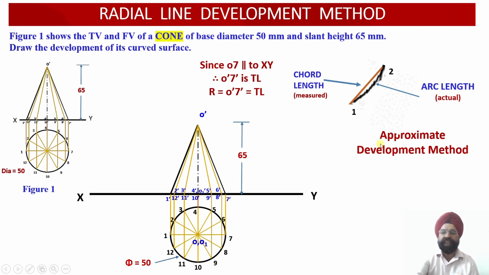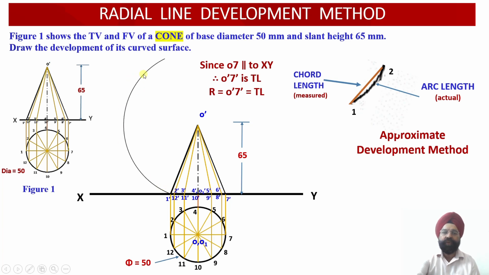So let us start working on the development. Here you see, I know the radius of the slant edge. So with O dash as center and O1 dash as the pencil point, I will draw an arc starting from point O dash. The radius of the arc is equal to O dash 7 dash or O dash 1 dash. Now the next step is marking. This is my point 1, point 2, 3, 4, 5, 6, 7, 8, 9, 10, 11, 12 and 1. So I'll start from 1, go to 12 and then get back to 1.